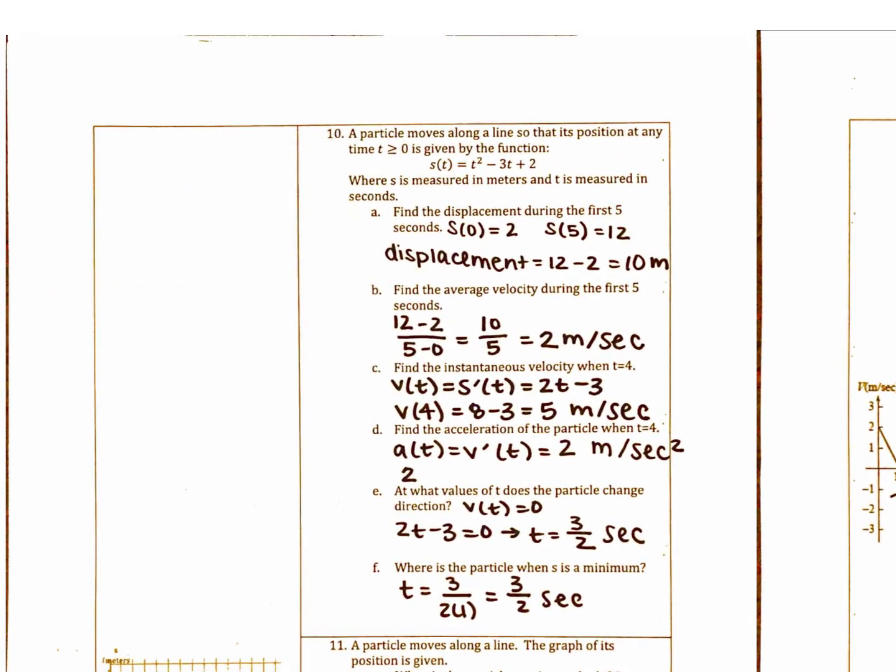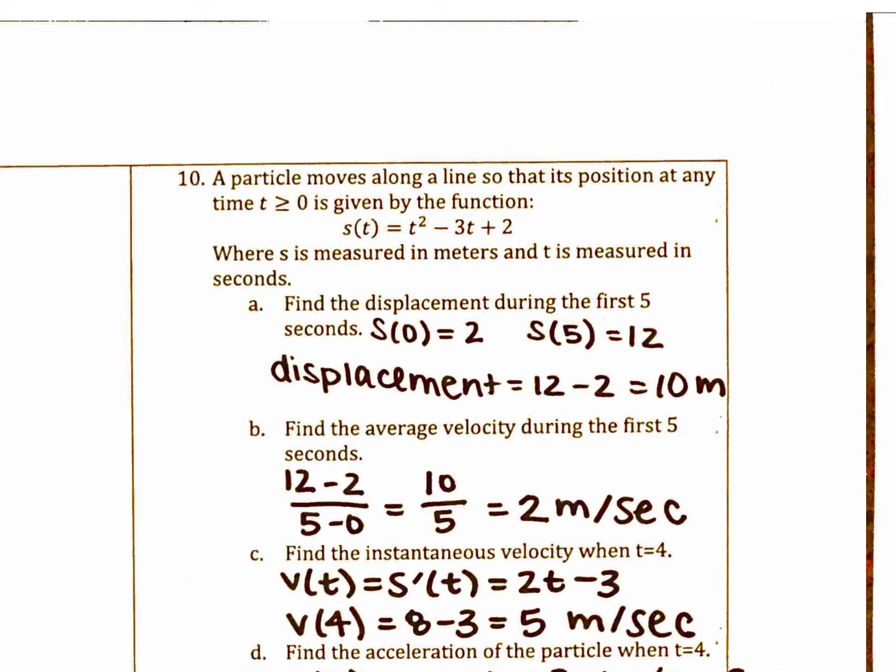All right, onward. A particle is moving along a line, so its position at any time is given by the function t squared minus 3t plus 2. Now, as soon as I have my position function, what I like to do is immediately get my velocity function by taking the derivative. I have no idea if I'm going to need this, but who knows. The derivative function will be 2t minus 3. And then once I know that, I can also get my acceleration function, which would just be 2, the derivative there.